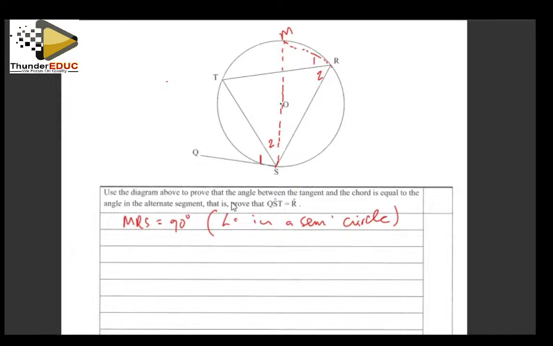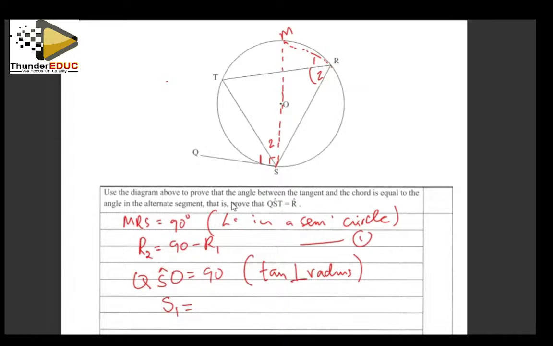If that is true, which means we can get R2, which is going to be 90 minus R1. We can call this our first equation. And let's come down here. I'm going to say QSO is also 90. The reason is the tangent must always be perpendicular to the radius or the diameter. Which means that S1 is going to be 90 minus S2. Reason, these are adjacent complementary angles, the same as equation 1. I'll call that equation 2.